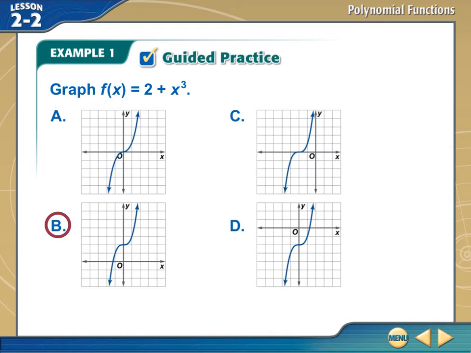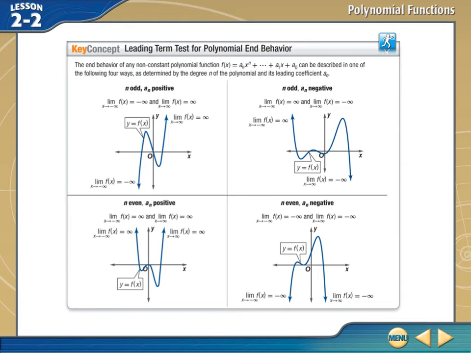Hopefully you picked B. When you take a look at it, we see that our degree is a 3. It is an odd power. We expect our graph to be up on the right and down on the left, and we expect a vertical shift of +2. So here we have the rules for the leading term test.